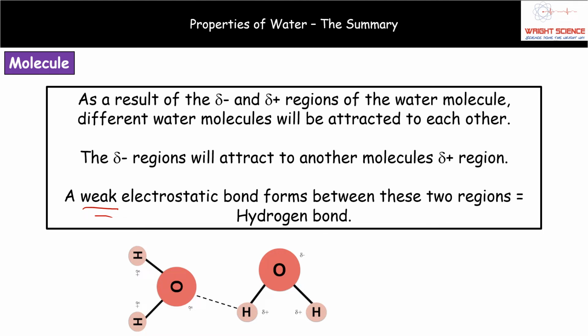If we wanted to show it on a diagram, we can see we've got two water molecules at the bottom, and this little dotted line that goes between our delta negative oxygen and the delta positive hydrogen, that is a hydrogen bond. So we just show it as a dotted line rather than the solid line of a covalent bond.